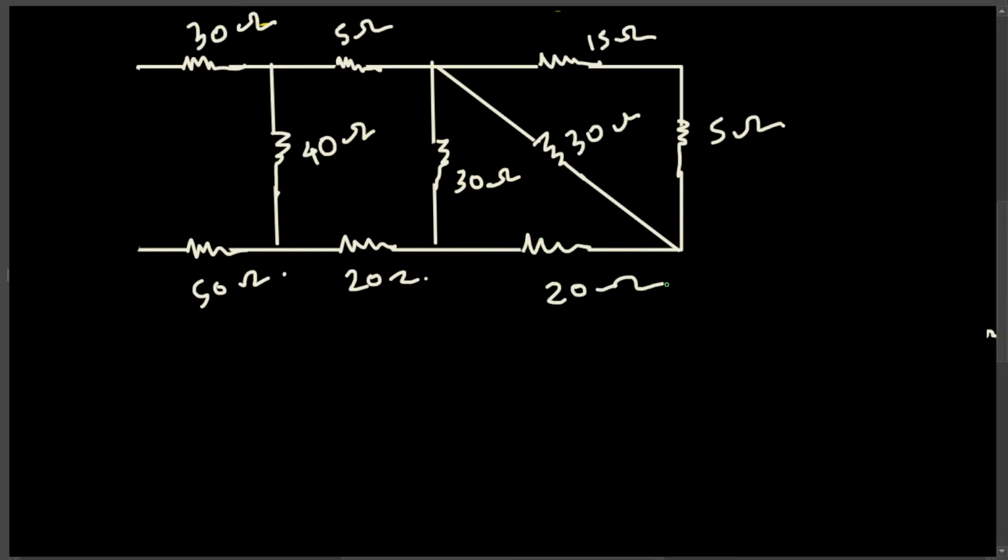Okay, now how can we simplify this one? The better way we can do is look from the end, and here you can see these two are in series, 15 and 5. So we can add them together. And if I draw the equivalent circuit after I add them, it's going to look like this.